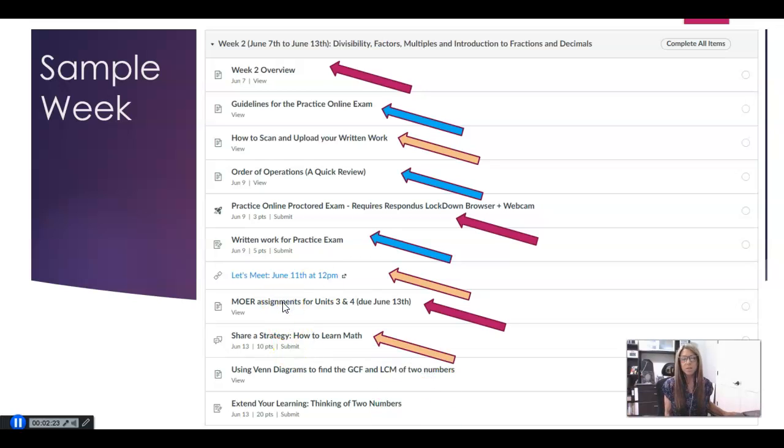And then you see we have a discussion board due, share a strategy how to learn math. So in the discussion boards, you will explore certain strategies that will help you develop the habits of a successful math student, and you can share ideas with your classmates in the discussion board. Then we have a content page, which will show you how to use Venn diagrams to find the greatest common factor and the least common multiple. And then after you go through the lesson in the content page, you're ready to do the Extend Your Learning assignment, which is due on June 13th.